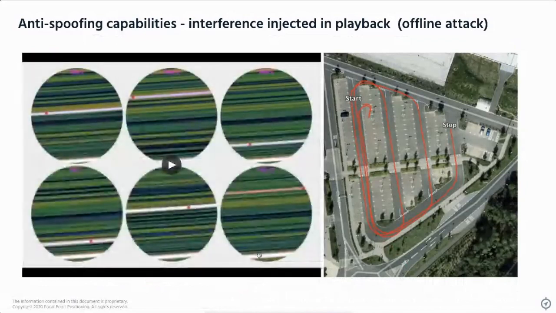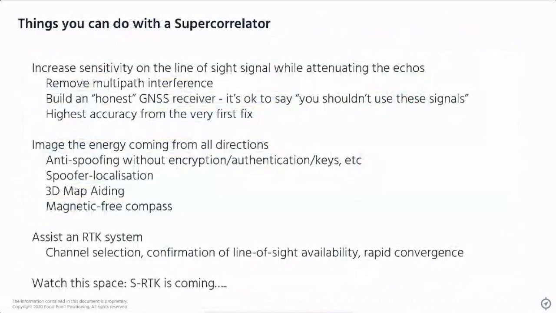GPS in the environment. So in summary, there's an awful lot of things we can do with supercorrelators, and there's probably a lot of stuff yet to come that we haven't even thought of yet. But my rapid summary is we can use them to remove multipath interference and provide a much more accurate GPS fix in urban environments. We can improve the integrity of GPS and GNSS receivers by giving you that honest understanding as to which signals are line of sight and which ones aren't, and allowing a navigation engine to throw away the signals that are not line of sight. And that gives you the highest accuracy first fix you can possibly achieve.